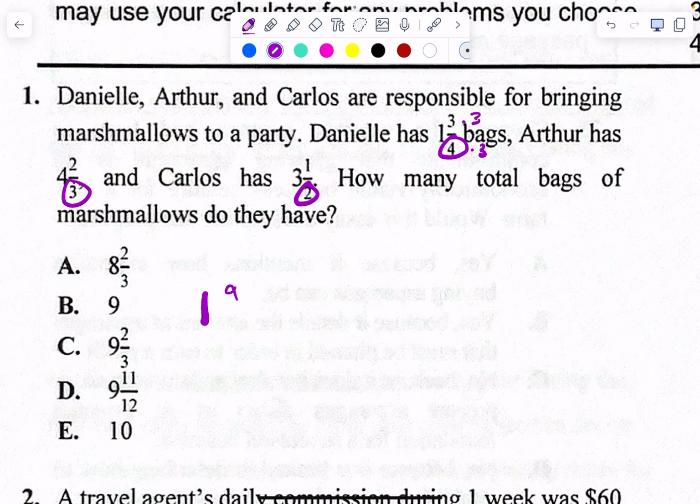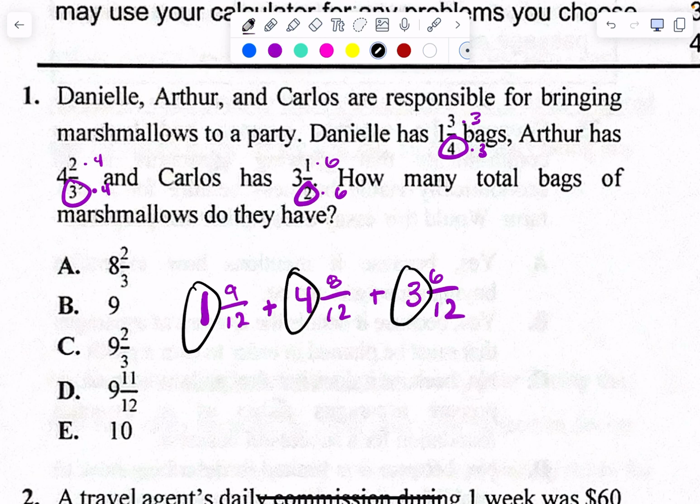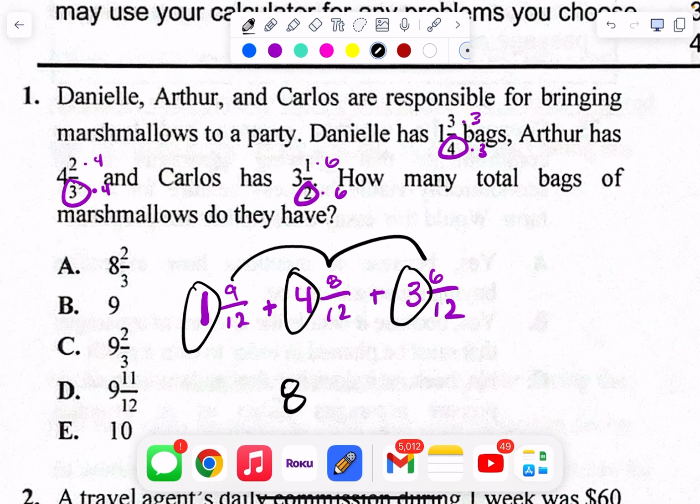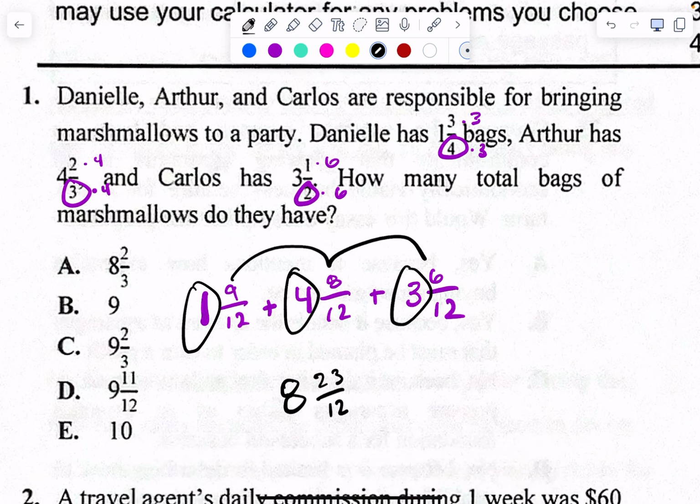So that would be 9/12 plus this we have to multiply by 4 to get it to be 12, so 4 and 8/12 plus multiply by 6 to get it to be 12, so 3 and 6/12. Add the whole numbers, 1, 4, 3, how much is that? 8. And 9 plus 8 plus 6 is 23/12. 23 divided by 12 is 1 and 11/12. So 9 11/12. D. That was hopefully less than a minute, right? A minute per question.